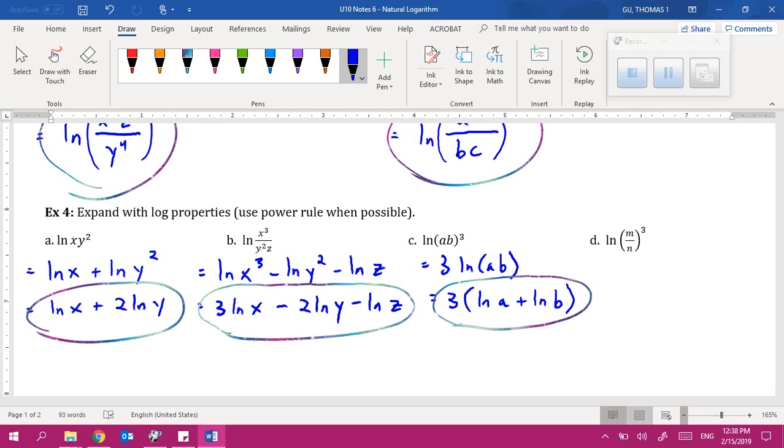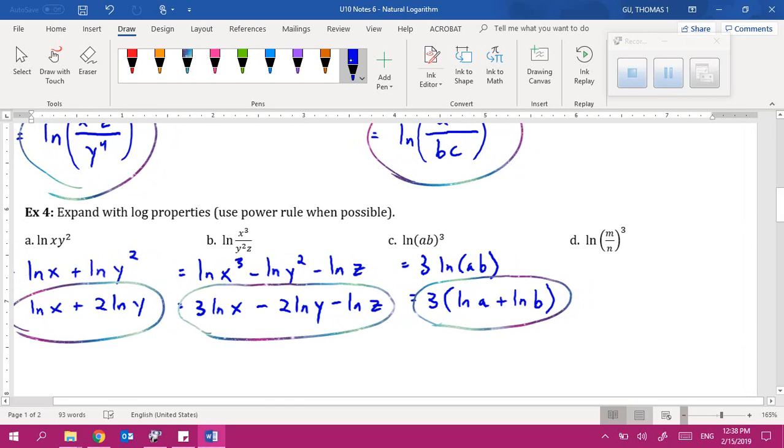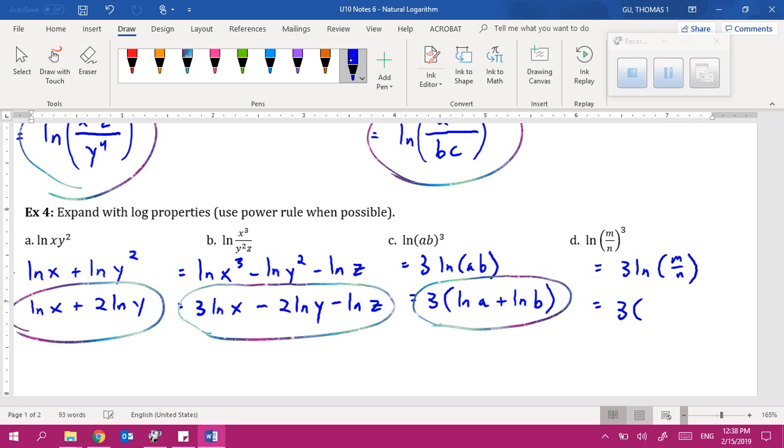And so, if C is done like that, how would we do D then? And there we go. That's it. Very good.